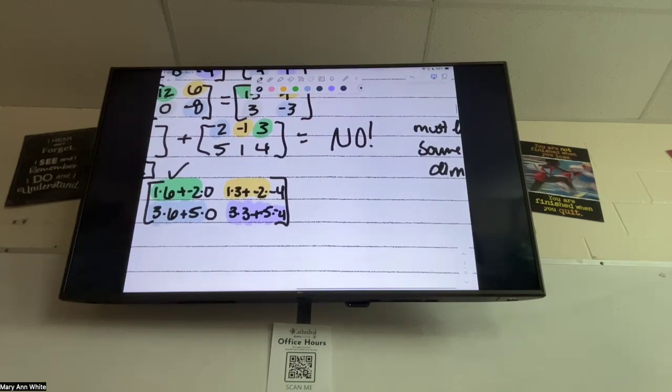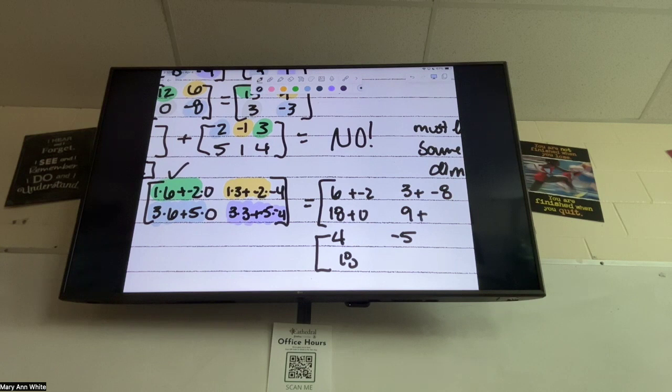Okay. So let's actually do those out. So 1 times 6 and then plus -2 times 0, that's gonna end up being 6. 1 times 3 plus 8 is gonna be 11. 18 plus 0 is gonna be 18, and then 9 plus -20 is gonna be -11. So my final answer is this. Sheesh is right.